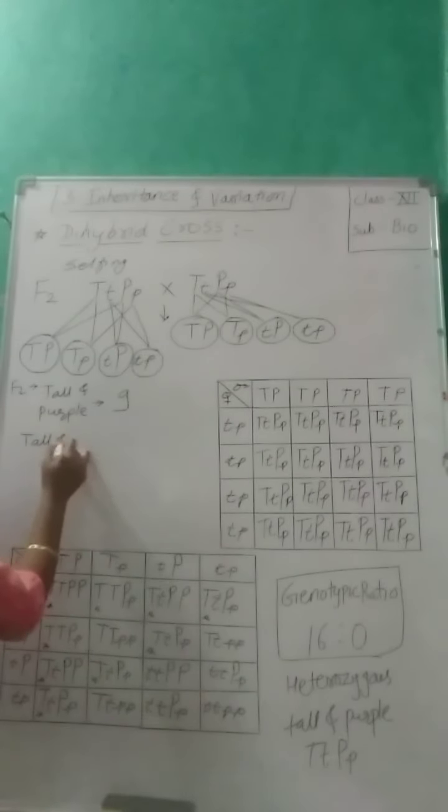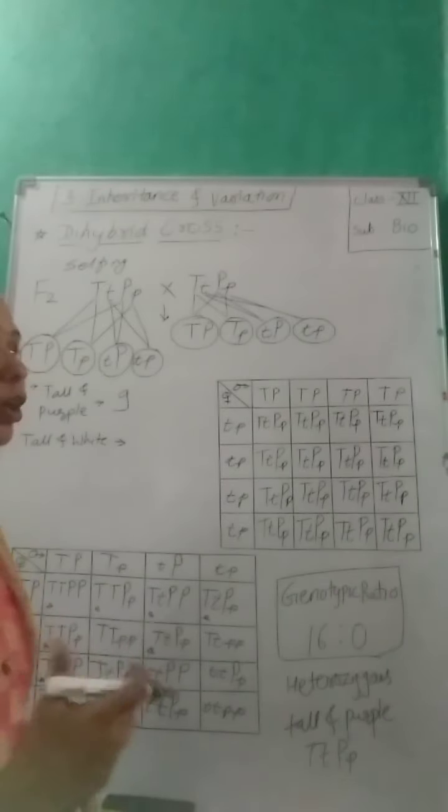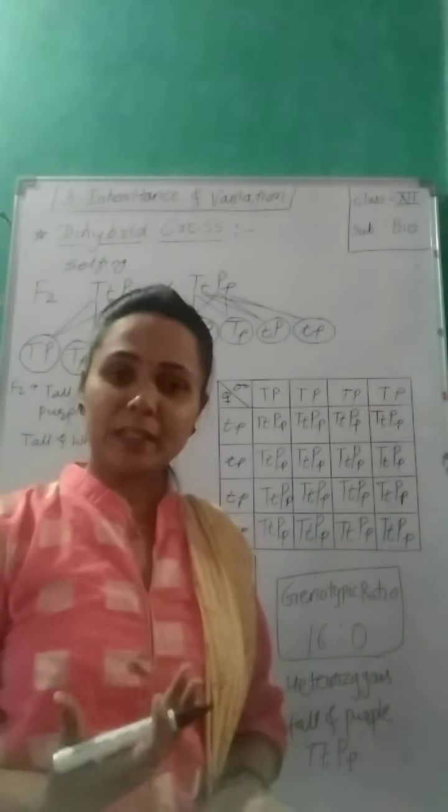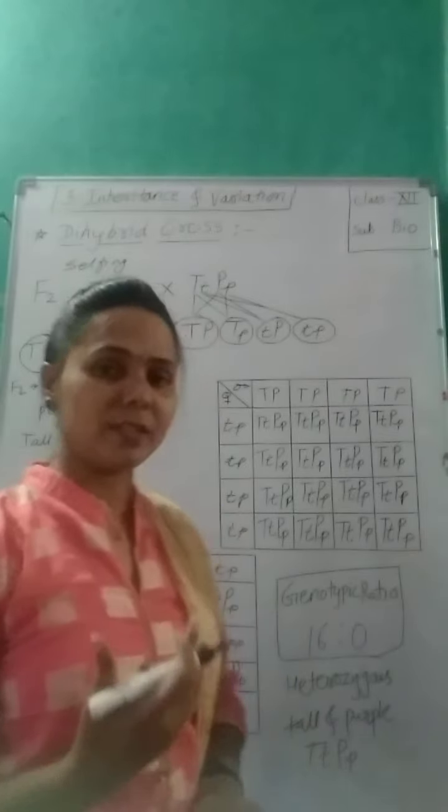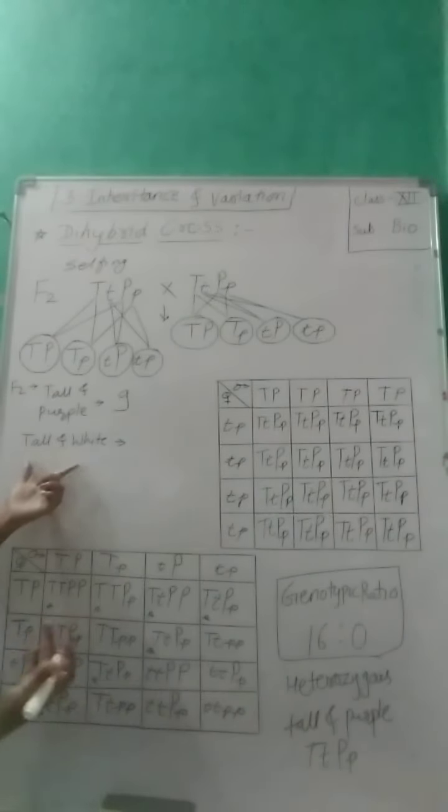Second phenotype we will count the tall and white. Tall and white means that type of plants which are having tallness also and white color also. White color flower and tallness also present in that plant. So tall and white, which is having at least tallness and white, means white shows the small p. Okay. So tall is there and white is there. So here tall is there and both are recessive, means it shows that white.